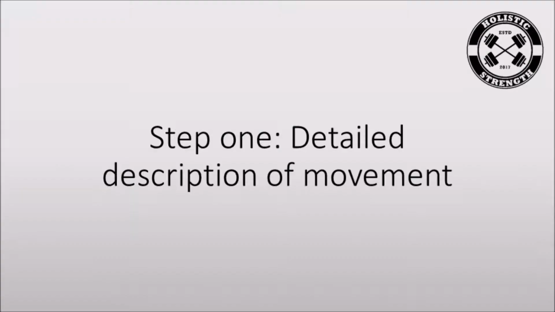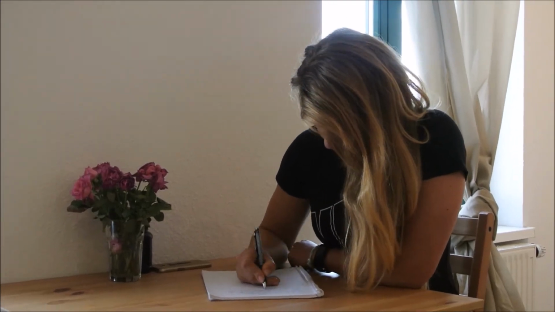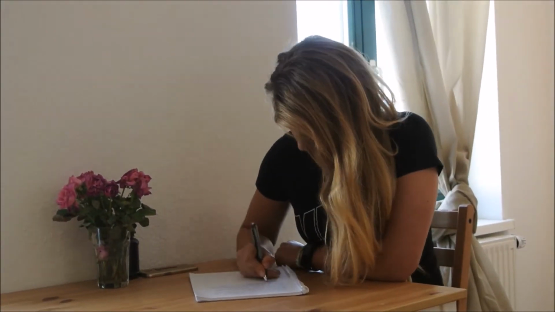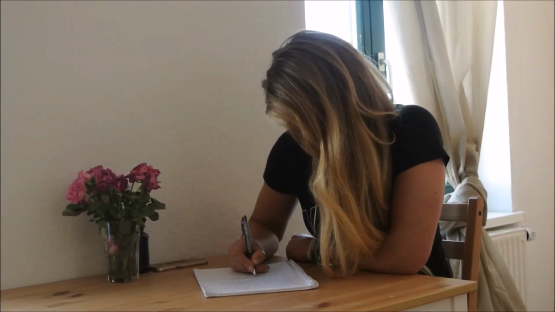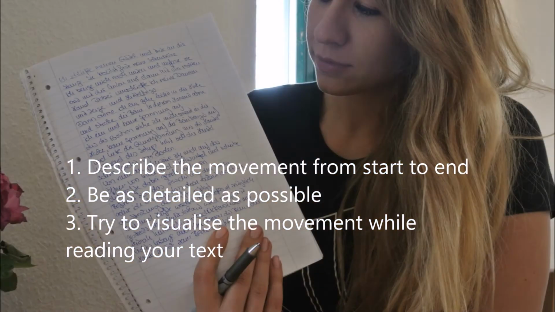I'm now going to take you through 5 steps, the first of which is a detailed description of movement. You're going to sit down with a pen and a piece of paper, and you're going to write down the movement from beginning to finish. Make sure that you're as detailed as possible and include everything that you can think of. Once you've finished that, read through it several times and try to visualize the movement as you do so. If the text fits with the way you imagine the movement, you're good to go on to the next step.